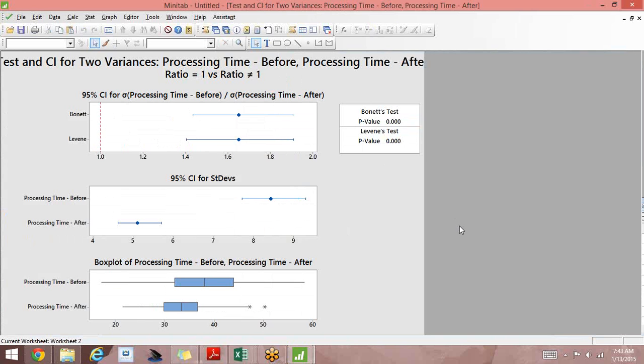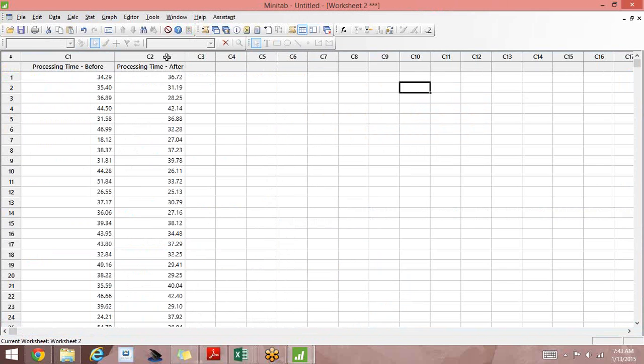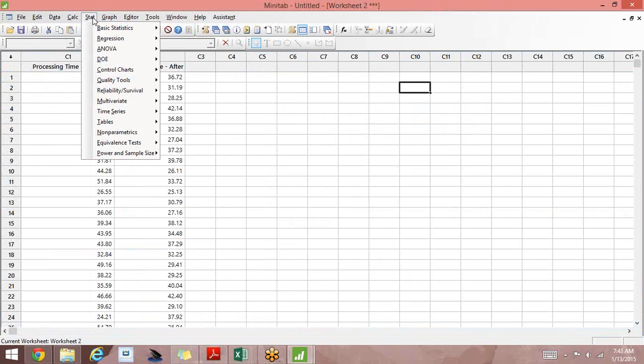So which hypothesis are you going to select? Null hypothesis or alternative hypothesis? Alternative hypothesis. Alternative hypothesis says variances are not equal. So if variances are not equal, then the test that you're going to perform would have a slight change. Let me show you that.